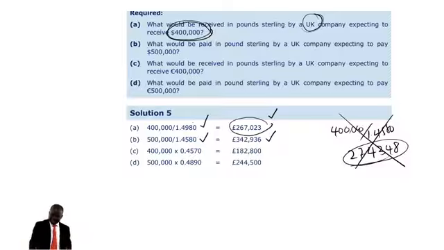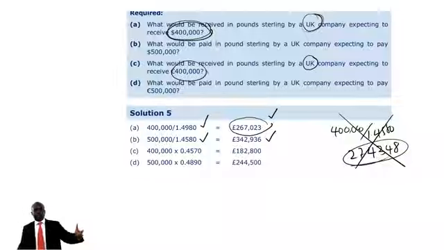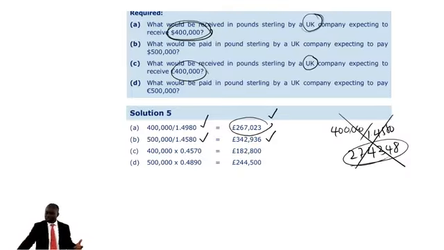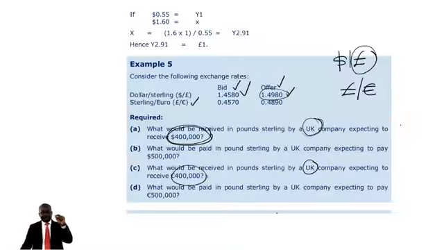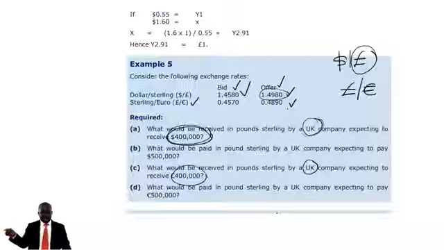Now, C. What will be received in pound sterling by a UK company expecting to receive 400,000 euro? Okay, I am based in the UK. I am expecting to receive 400,000 euros. When I get the 400,000 euros, I would have to convert it into what? Pounds. So what exchange rate do I need? I need the exchange rate between the pound and the euro. And this is what the quotation is. They said pound/euro. So the euro is the base currency. So this bank is telling you, we buy euro at the bid, we sell euro at the offer.